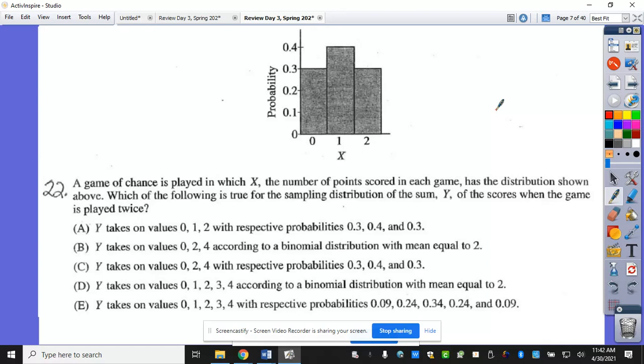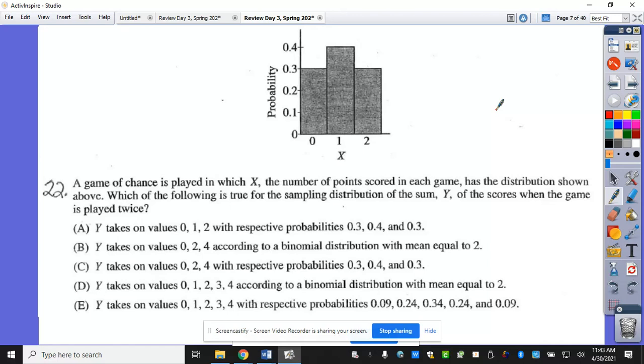Alright, so a game of chance is played in which X, the number of points scored in each game, has a distribution shown above. So let's talk about that. I'm playing this game once. What can happen in that one game? I can get 0 points, 1 point, or 2 points. Okay, so I made association with what the picture's even talking about.